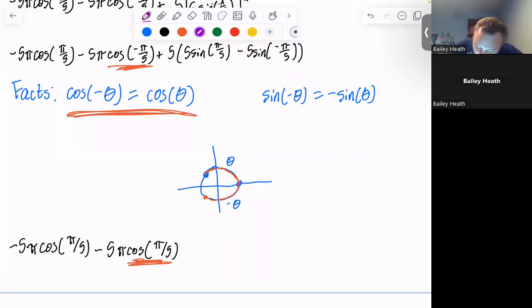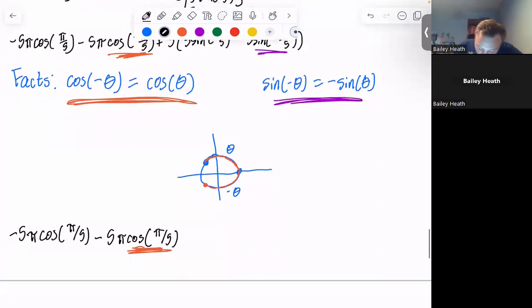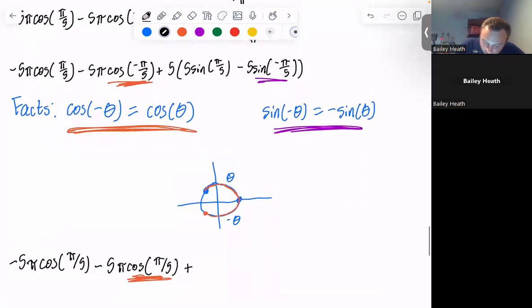On the other hand, I can replace this sine of negative pi over 5. We'll see. Okay, so here, I get plus 25 sine of pi over 5.